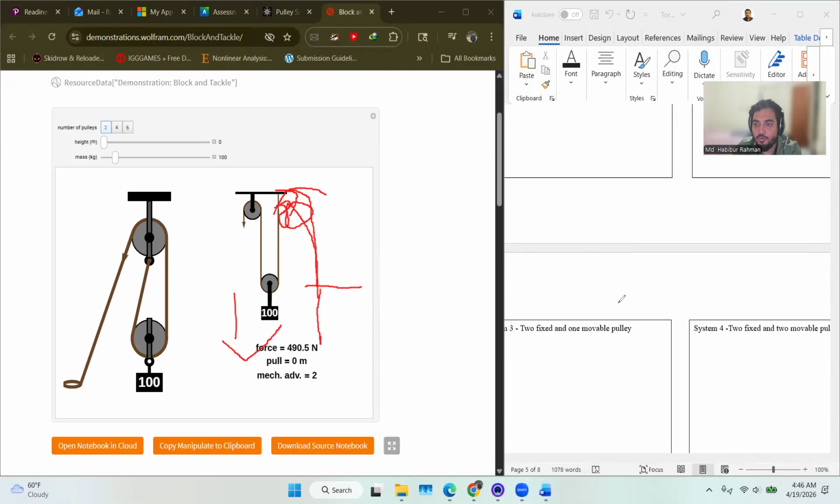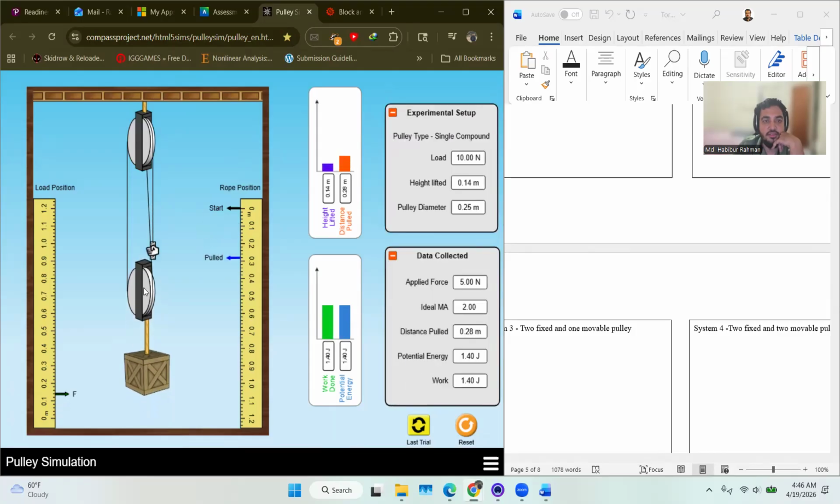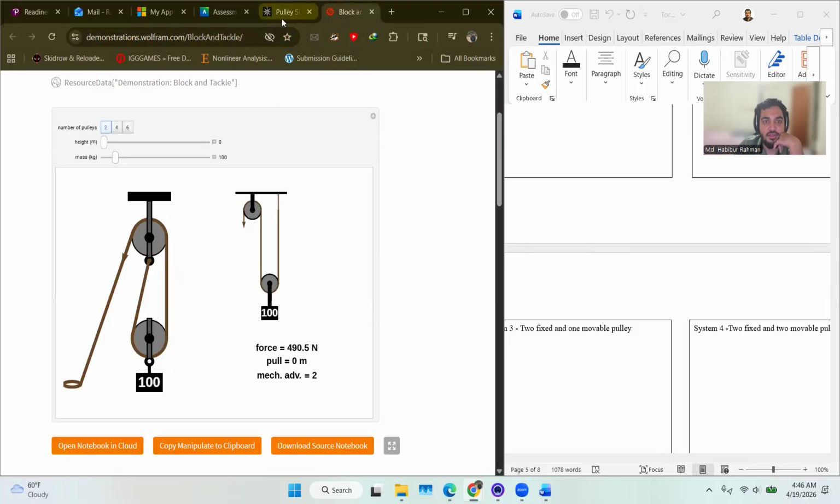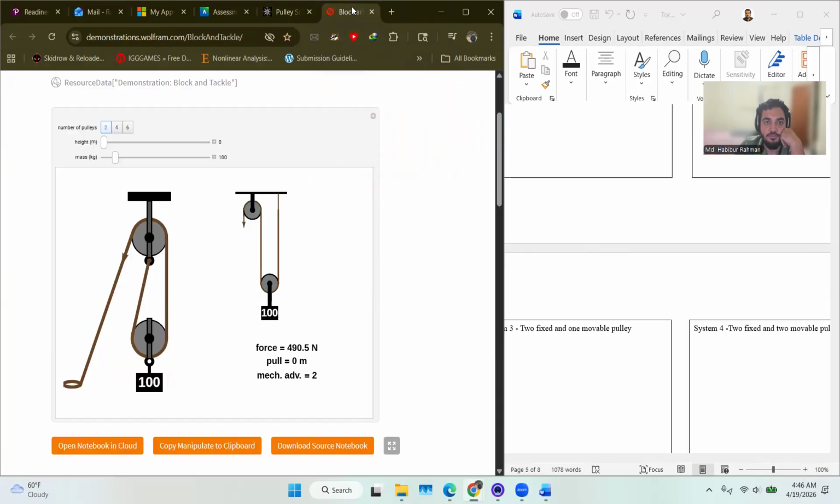So two, let me snap it. Two moving means two different pulleys. One is moving, one is stationary. Or if this is moving, this is stationary. Let me show you. See, this one is moving, but this one is not moving. So this one and this one are the same, actually, just written a different way. That's why I put two different solutions.